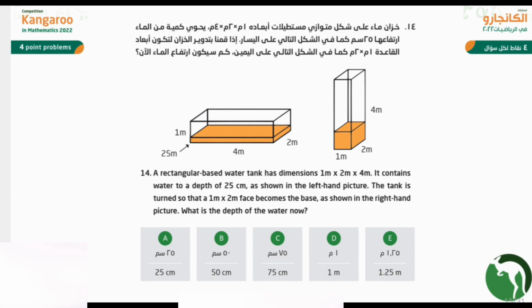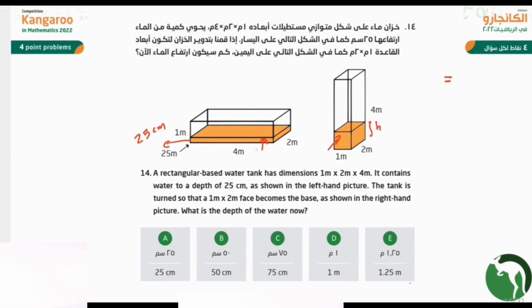Okay, so at first we have something fixed which is the volume. So here the volume is equal to this volume. So we will put an equal sign here and calculate the volume on this side, and we will have this side here also equal. So this one we need to find, the height. So the height here is 25 centimeters. It's not meters here, it's centimeters, a different measurement unit. So here we should convert this one.